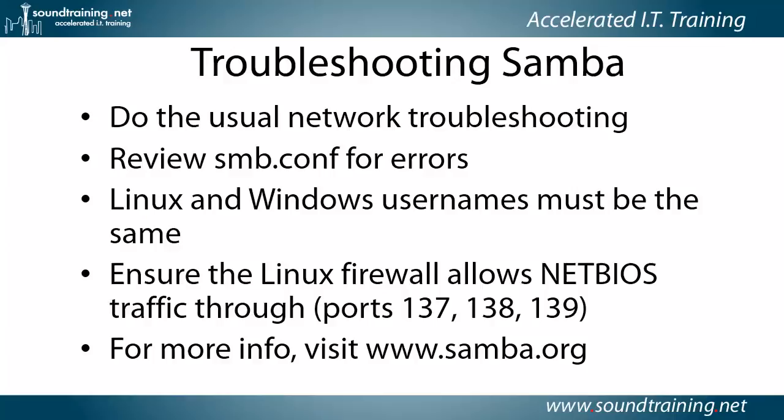So some troubleshooting steps just in case you run into them, which seems to be pretty common. I'm not sure why this happens, but often in a classroom we'll miss some of these things. But do the usual network troubleshooting, make sure the cables are all correct, try a ping command. Then review smb.conf for errors, and just make sure you don't have a typo. Make sure that your Linux and Windows usernames are the same, and this is probably the most common thing I see in the classroom. Also, you want to ensure that the Linux firewall is allowing NetBIOS traffic through.